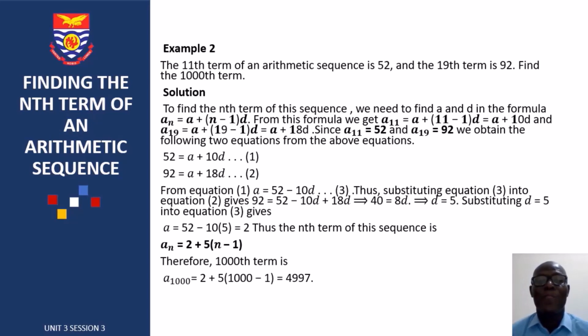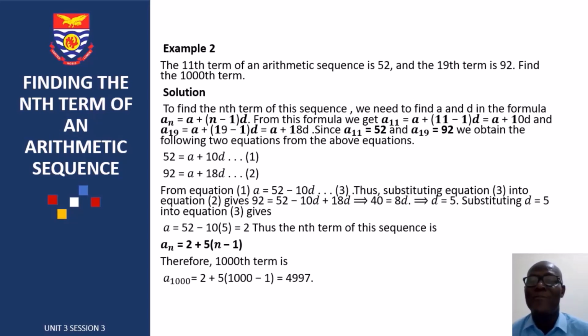Now, from the question, we are given the 11th term to be 52. But again, in the general formula or the nth term, our 11th term, A subscript 11 equals A plus into braces 11 minus 1 multiplying D. It means wherever there is n, we replace it with 11.